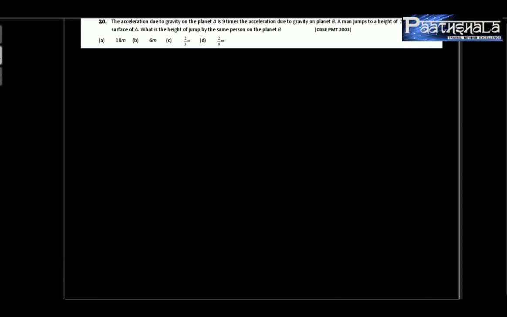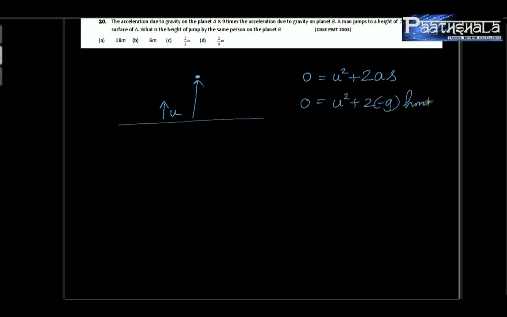So when a man jumps, what happens is his initial velocity u is converted into height, or you can say kinetic energy is converted into potential energy. Kinematically speaking, we have to use the equation 0 because at the highest point the man has 0 velocity. So 0 is equal to u square plus 2as. So here 0 is equal to u square plus 2 into minus g into h max. Therefore, h max is going to be proportional to u square upon 2g.